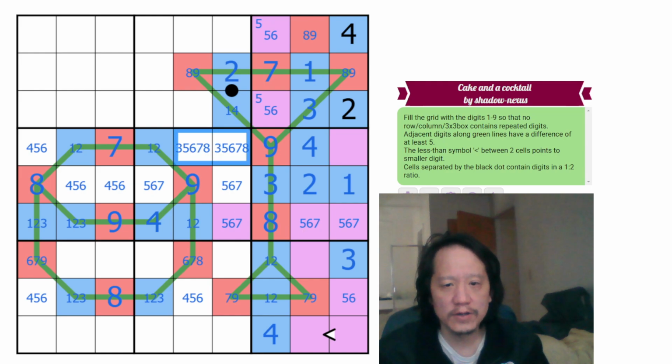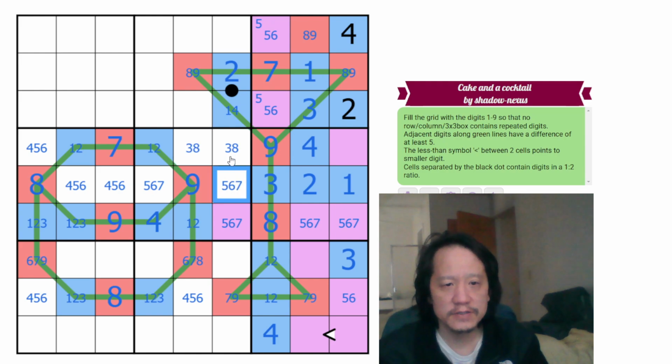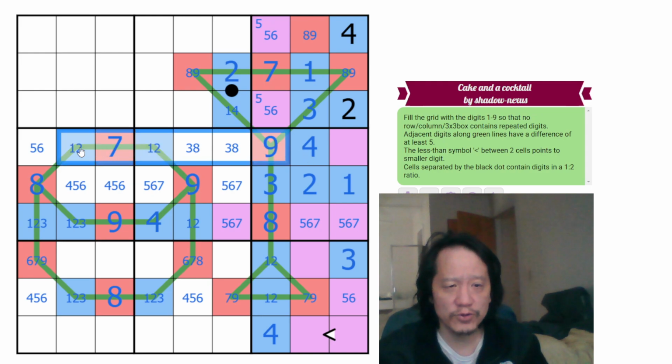7 cannot be here. Oh, we have a 5, 6, 7 triplet in box 5. So therefore the rest of the box cannot contain 5, 6, or 7. Therefore this is 3, 8. This is 3, 8. This can't be 4. So one of these has to be 4. This is 3, 8. We have a 3, 8, 3, 8 pair. We have a 1, 2, 1, 2 pair. And we have 4, 7, and 9. So this has to be 5 or 6.